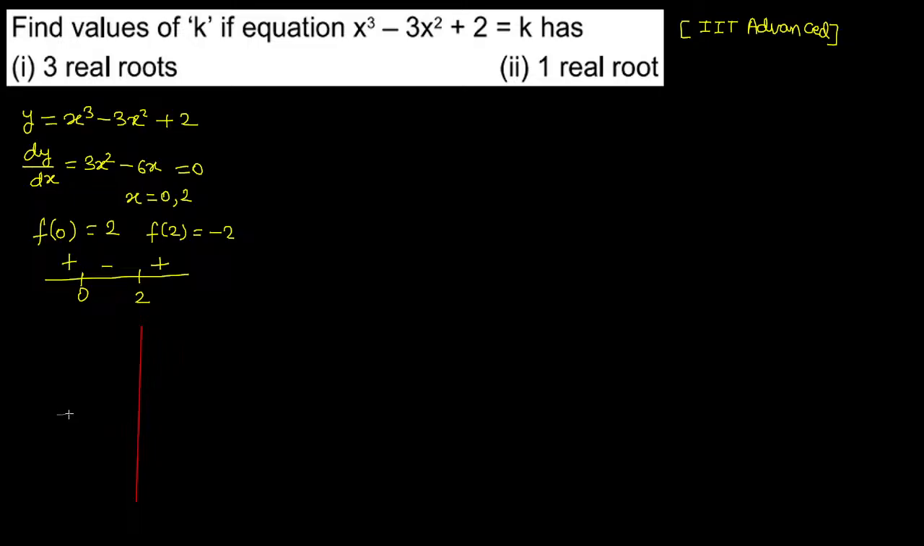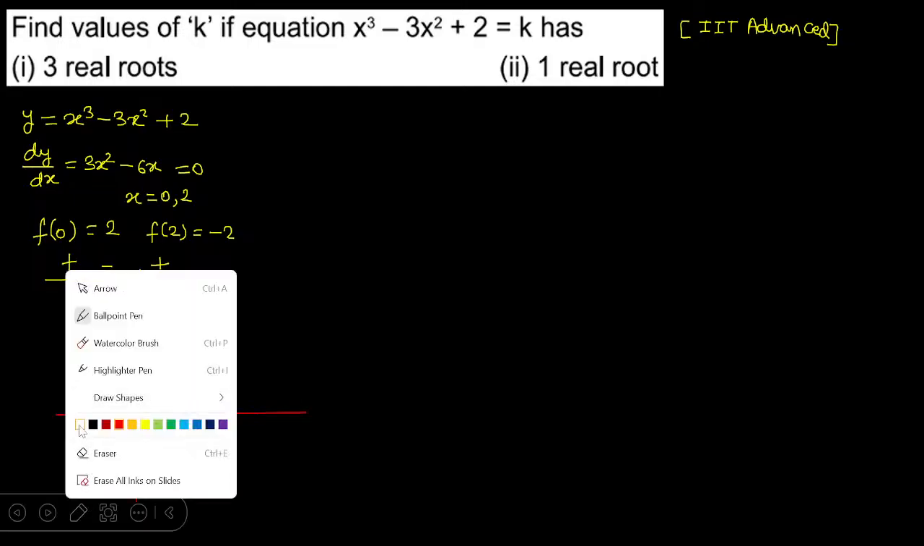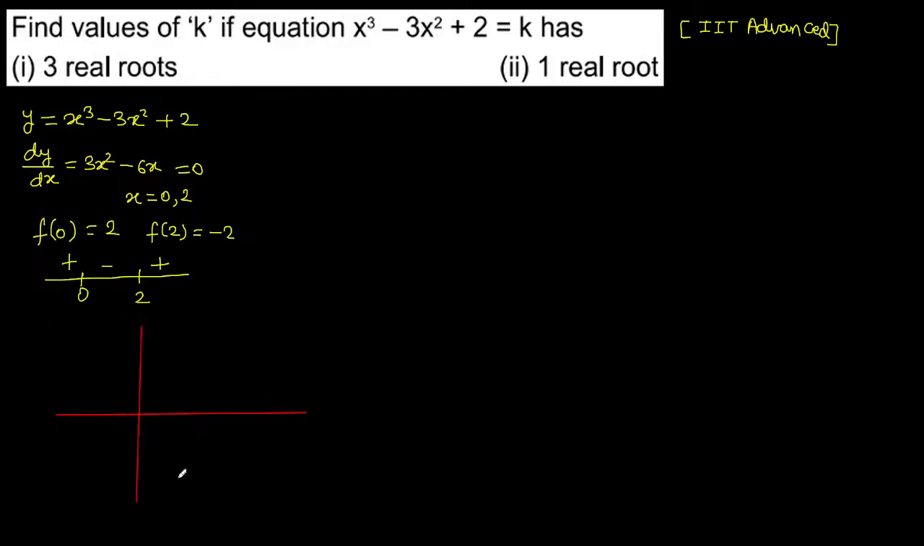Let's plot it. Zero and 2. f(0) is 2. f(2) is minus 2. It is increasing at minus infinity. This is minus infinity, the bigger term. Decreasing and then increasing. Okay, this is the question.